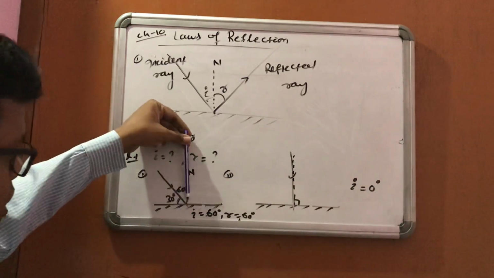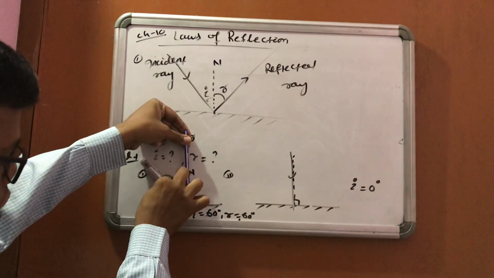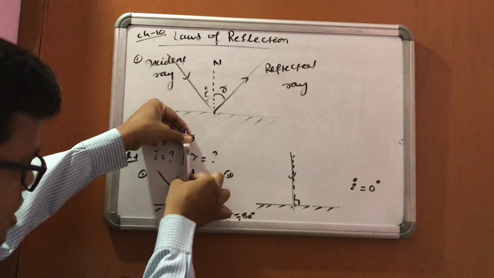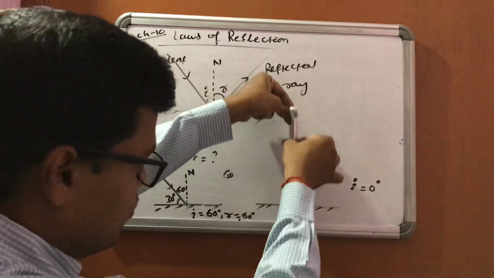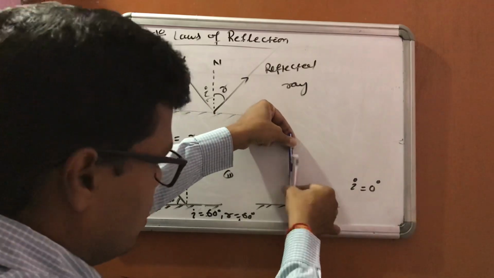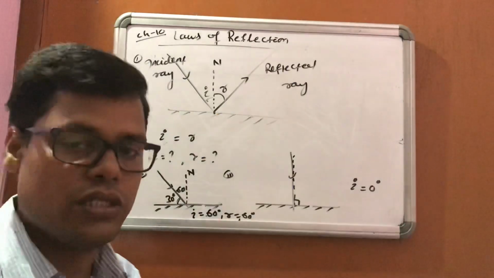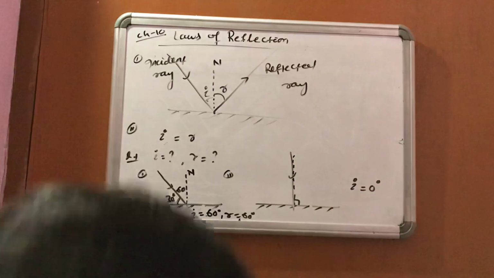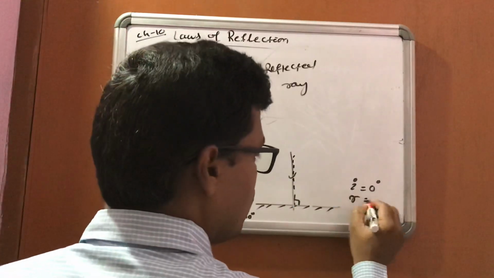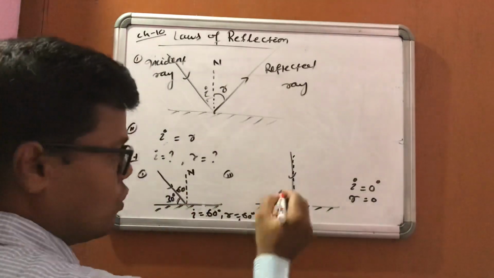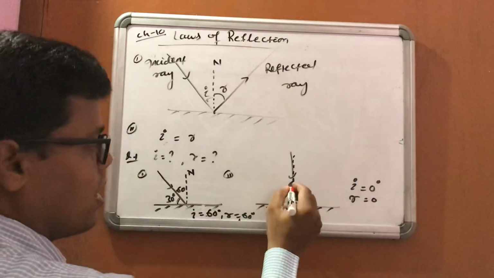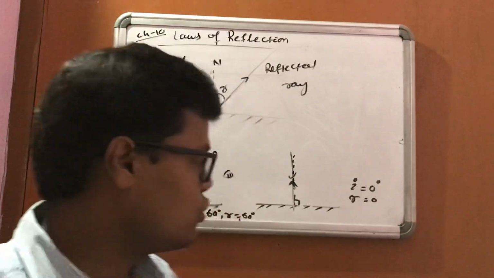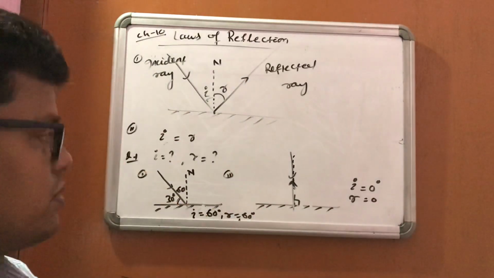This is the normal, this is the incident ray. So gradually, if the incident ray approaches the normal, look here, in this case they coincide. In this figure, both the normal and the incident ray coincide. That's why the angle of incidence is 0 degrees, and the angle of reflection is also 0 degrees. So as the angle of reflection is 0, it retraces the same path. It just bounces back along the same path. So this is due to reflection.